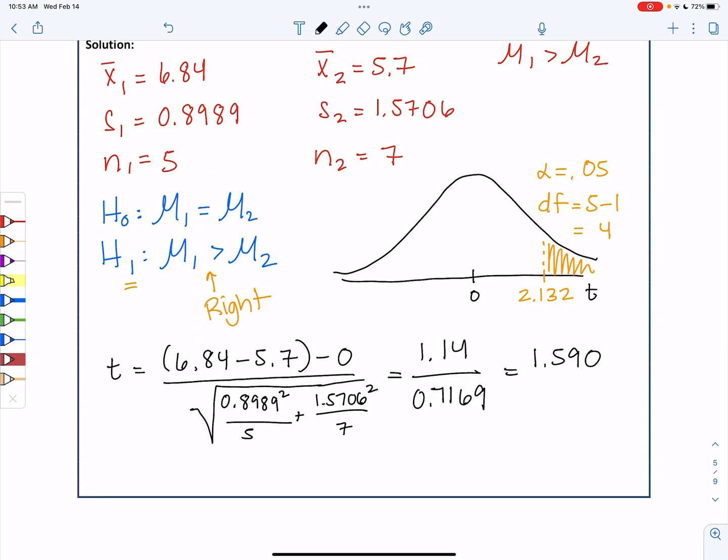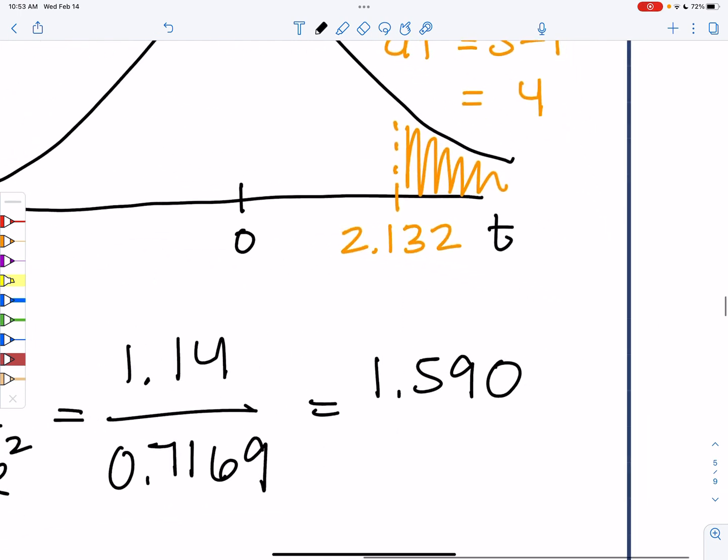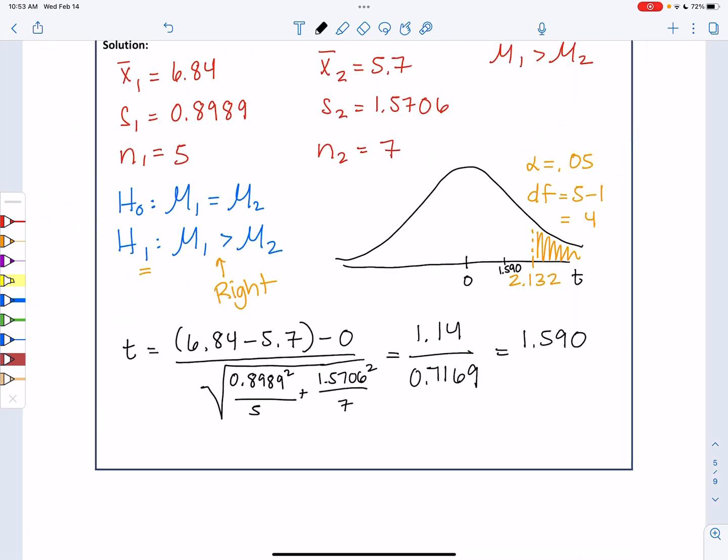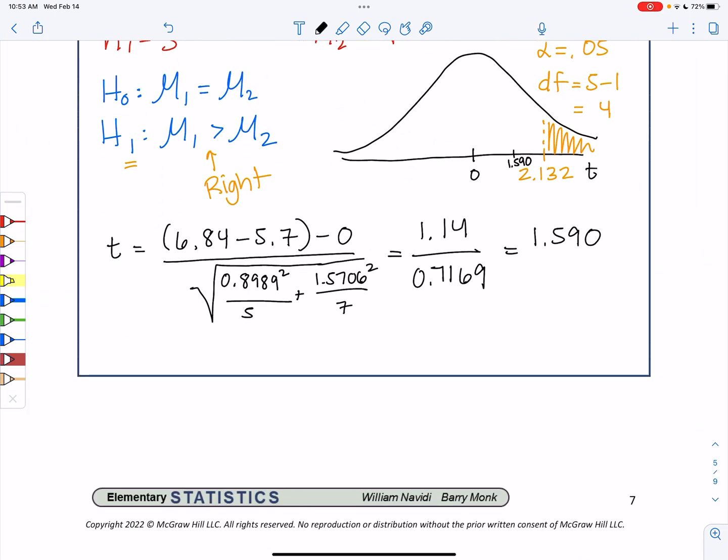And then again, I go to make my decision. I just want to look to see if I am in the shaded region. And again, this is a situation where that does not happen. My test statistic is 1.590. That's not greater than 2.132. So because we are not in the shaded region, we will not reject the null hypothesis.